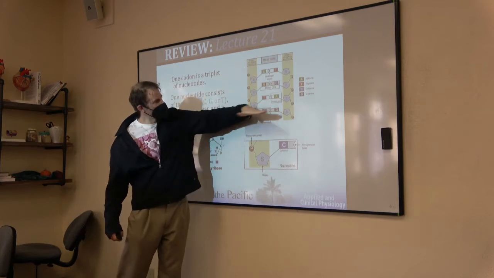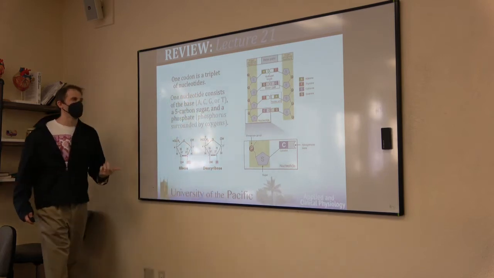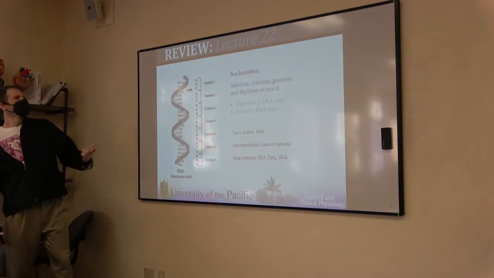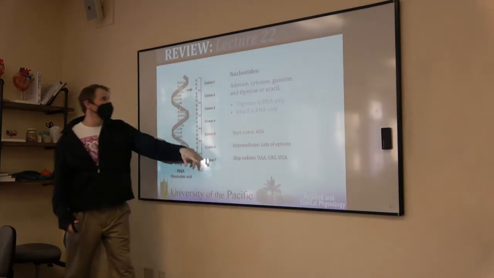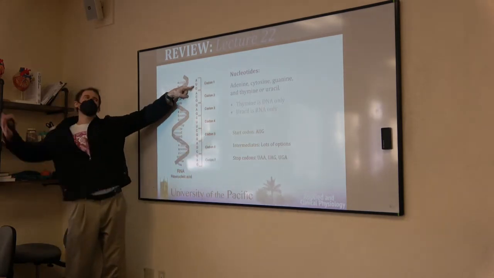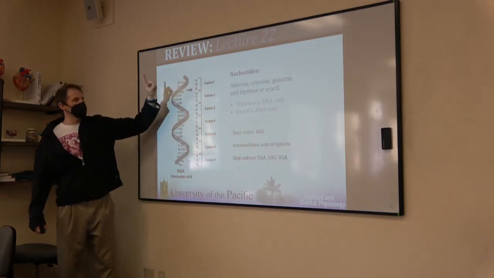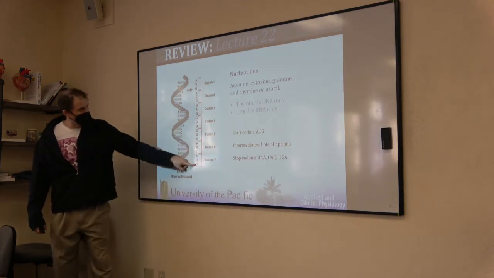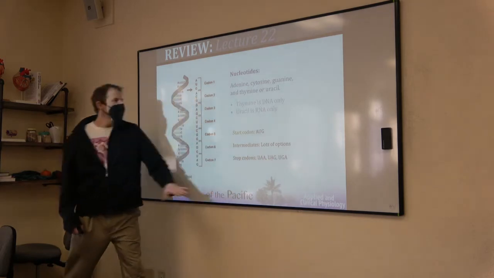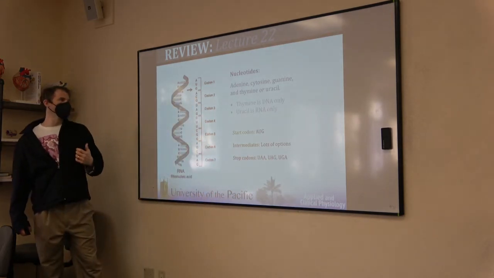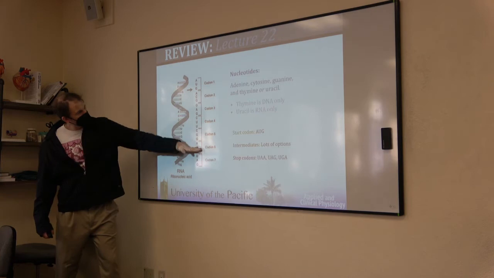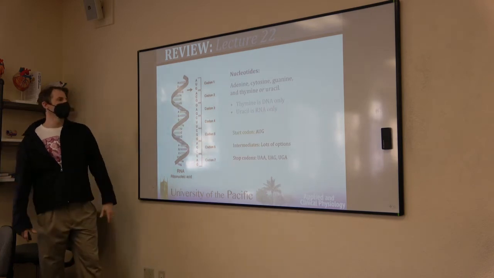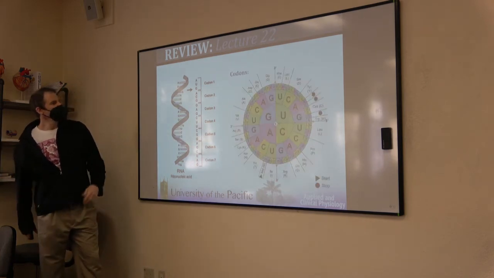That's a base pair. That's a base pair. You've got about 3.2 billion in your genome. So we always start with a start codon, the AUG, methionine. That's a start codon. And there are multiple stop codons that end it for us. UAG is one of them. Could be UAA, could be UGA. But in the intermediates, we're just coding for different amino acids.